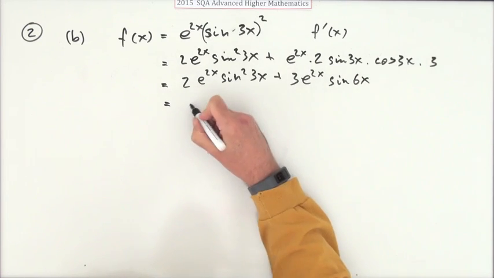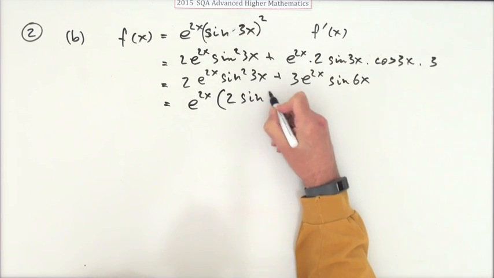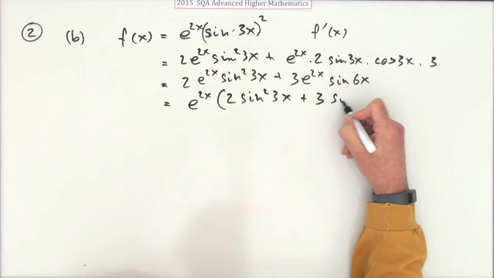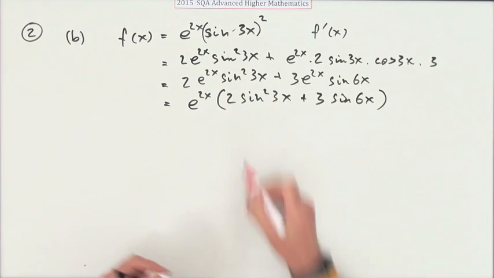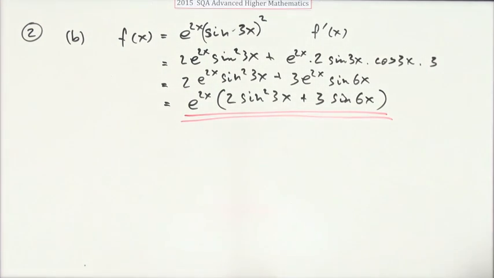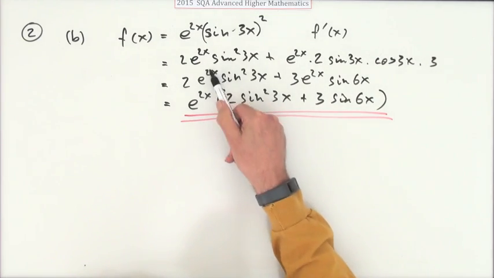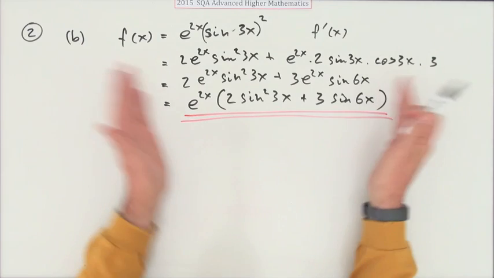And I'll take out my e to the 2x as well, to leave it as 2 sine squared 3x plus 3 sine 6x. But you may have left it that way and taken 2e to the 2x out, leaving just sine squared 3x plus 3 lots of this thing. I just think that looks a wee bit neater.